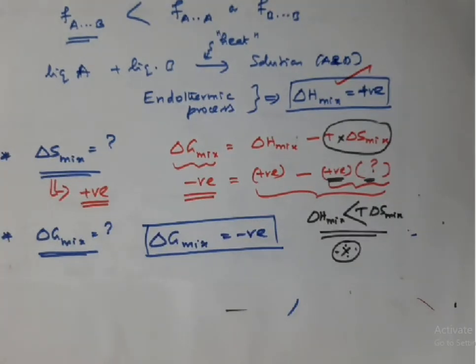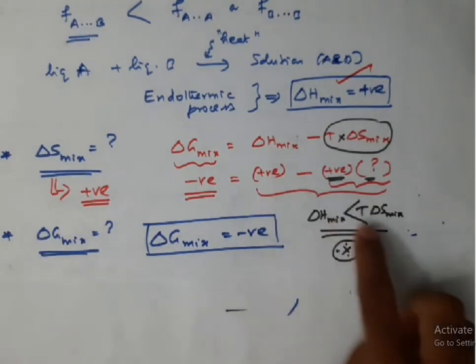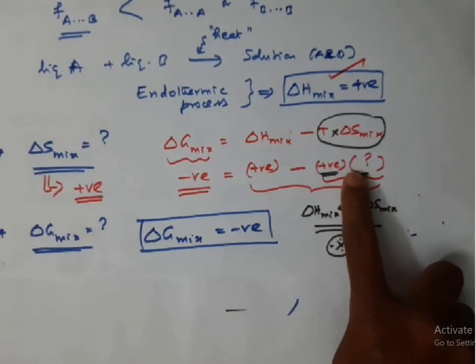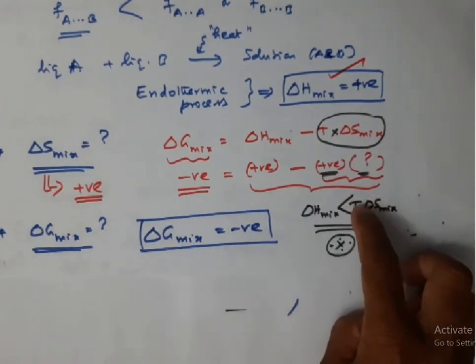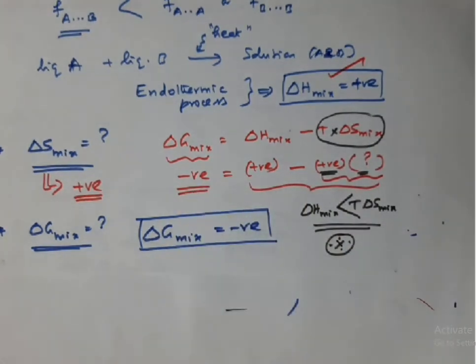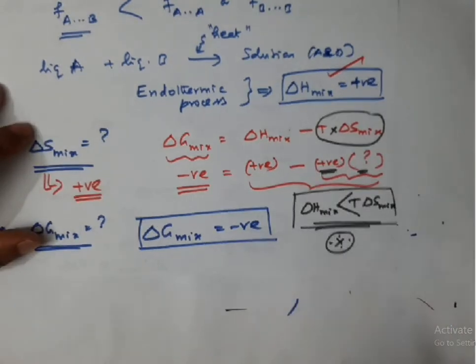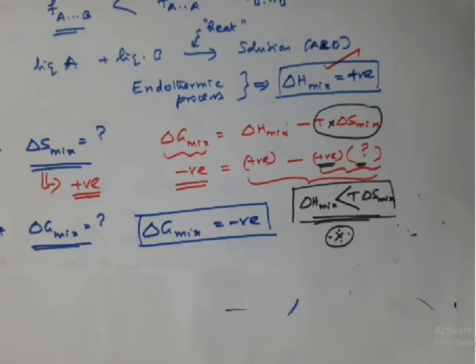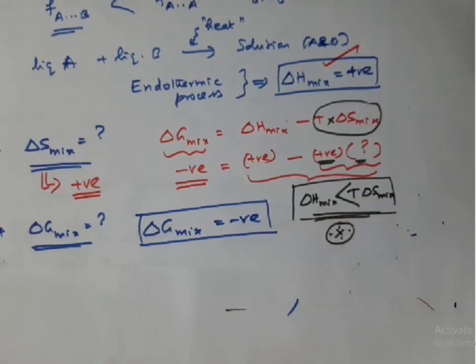For solution showing positive deviation, delta H mixing is positive, T into delta S mixing also positive, but among the two, which value is greater? The magnitude, right? T into delta S, this magnitude is supposed to be greater. Then only you will get delta G negative. Is it correct? So keep this in mind, very, very important. For solution showing positive deviation, T into delta S mixing should be greater than delta H mixing, right?